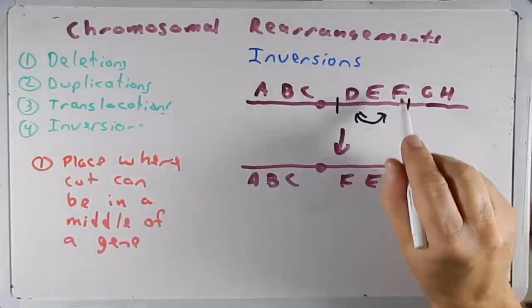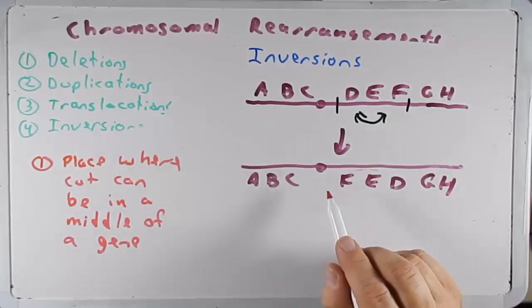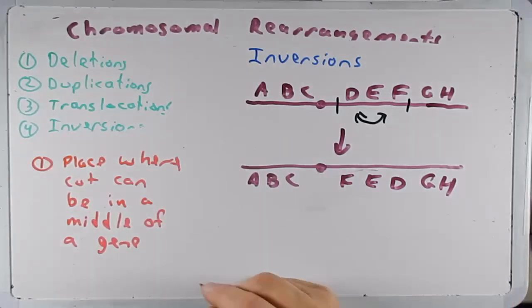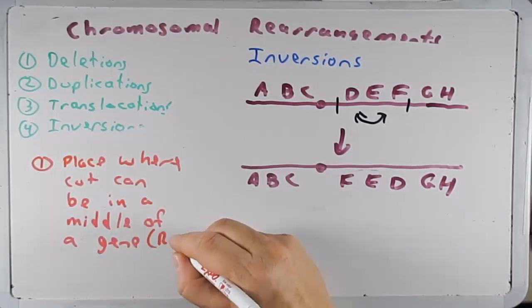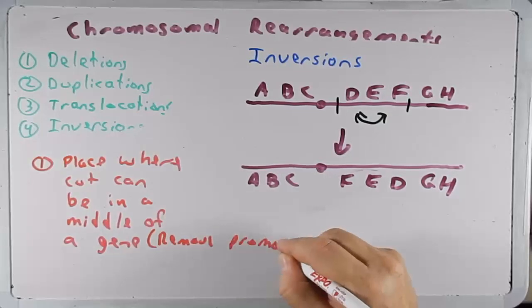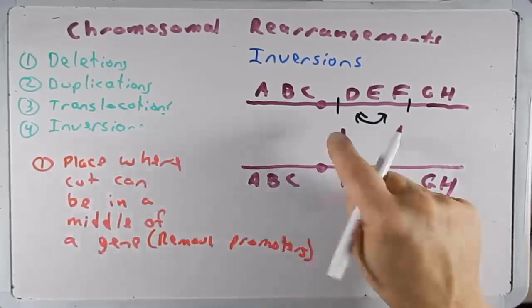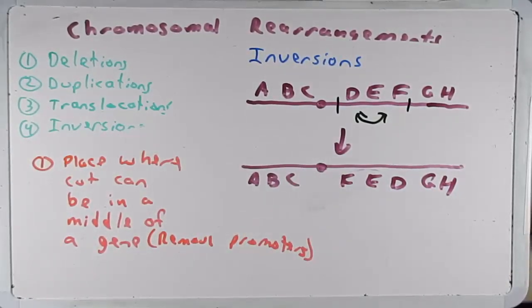So you could have cut right in the middle of F or right in the middle of D. And so that's a problem. You could also, in a similar way, remove promoters, depending on where it gets cut. And if you don't have the promoter, you can't turn those genes on. So that could be a problem.